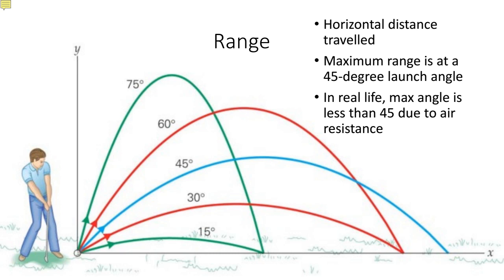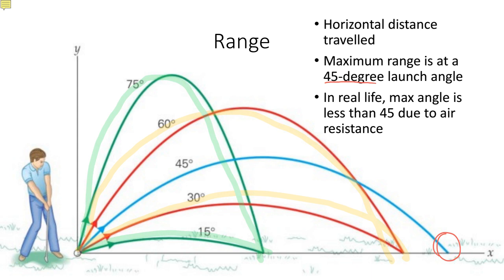The range of a projectile is the horizontal distance it travels. The maximum range is going to be at a 45-degree angle. In real life, though, the angle for maximum range is less than 45 because of air resistance. But theoretically, in the perfect world, 45 degrees is going to create the maximum range. And any complementary angles will land in the same spot. For example, you can see that this one right here at 60 would land in the same spot as this one right here at 30. And this one right here at 75 is landing in the same spot as this one right here at 15. Pretty cool.